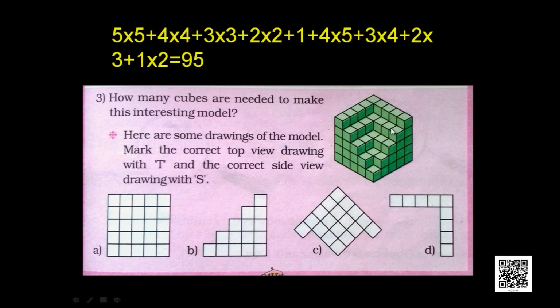Similarly, here you see there are 4 cubes. Here also in the heap there are 4 cubes. So, in this there are 4 into 4, 16 cubes. Similarly, in this case here you see 3, here also 3. So, 3 into 3, 9 cubes. Now, here also similarly 2 into 2, 4 cubes, here 1 cube.